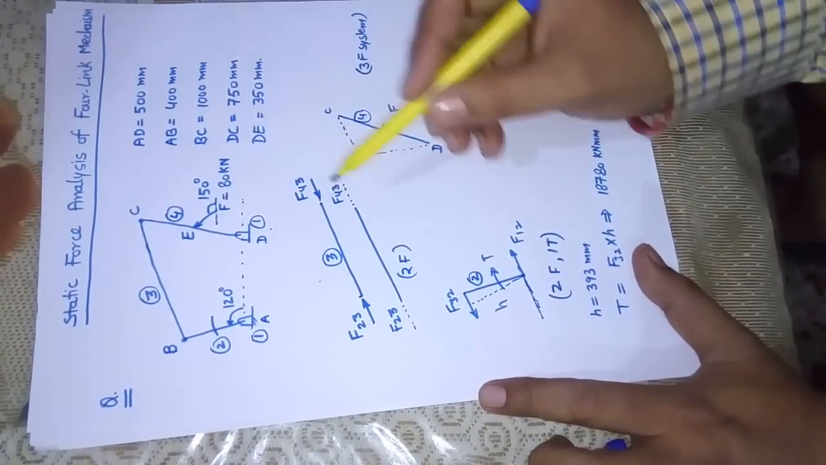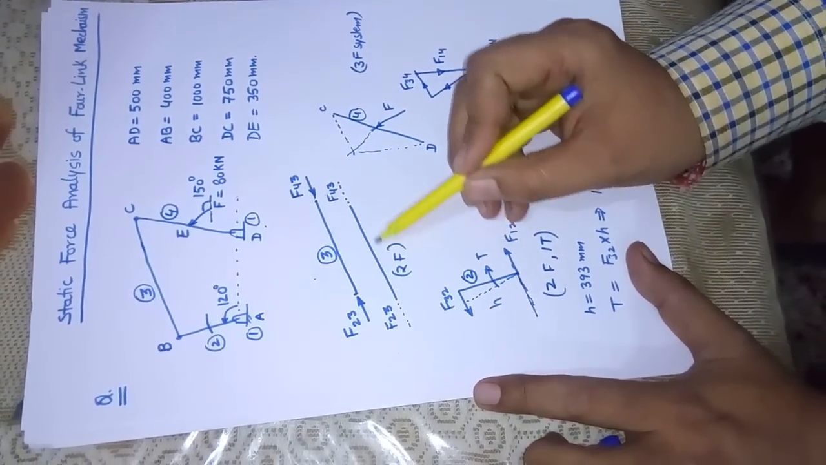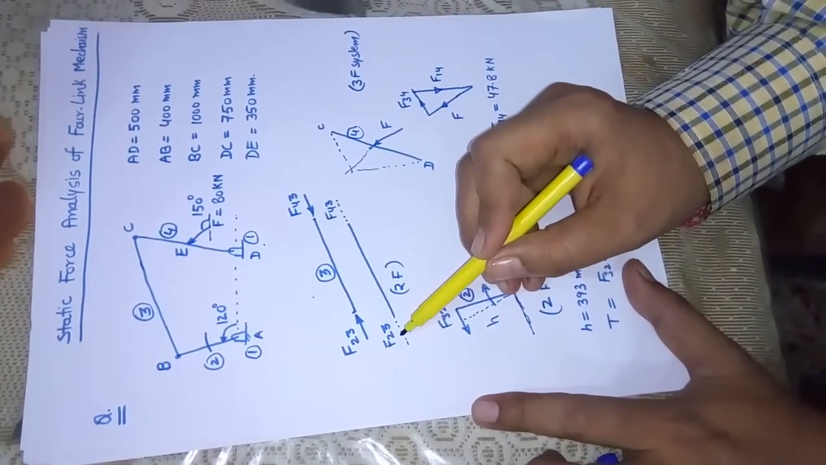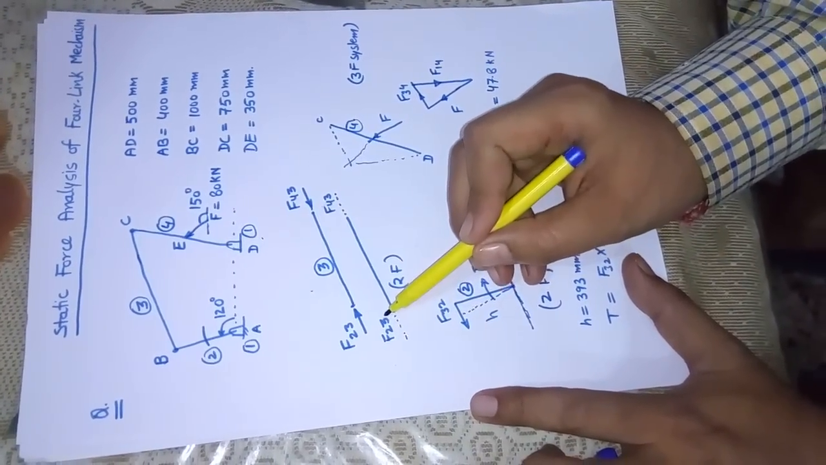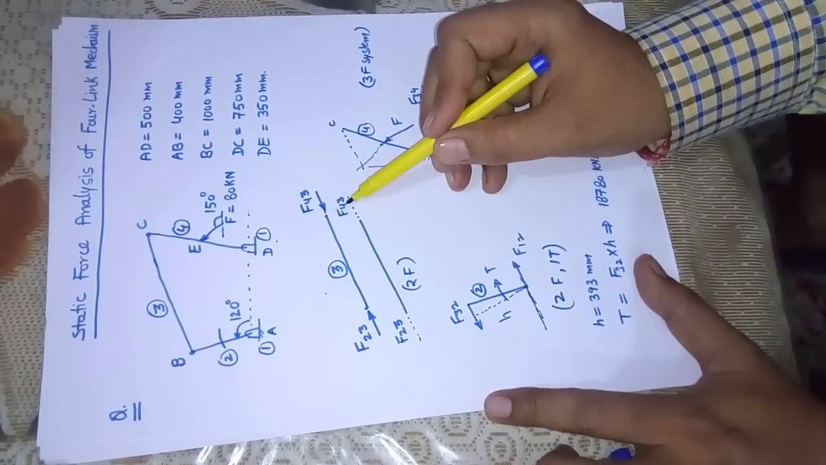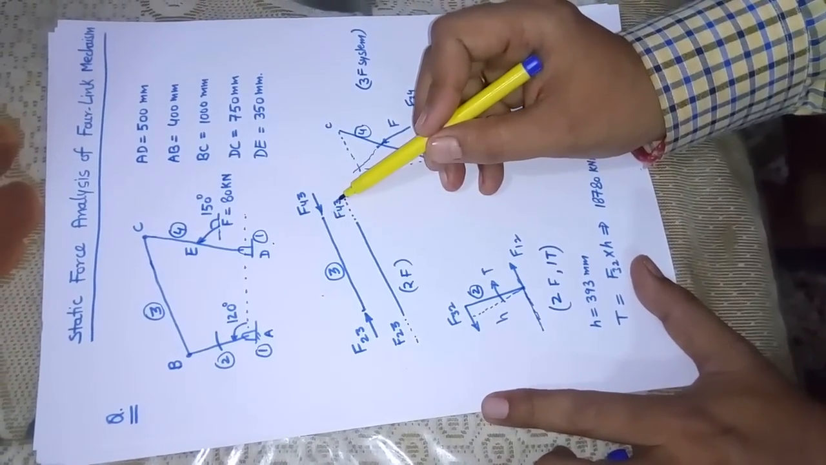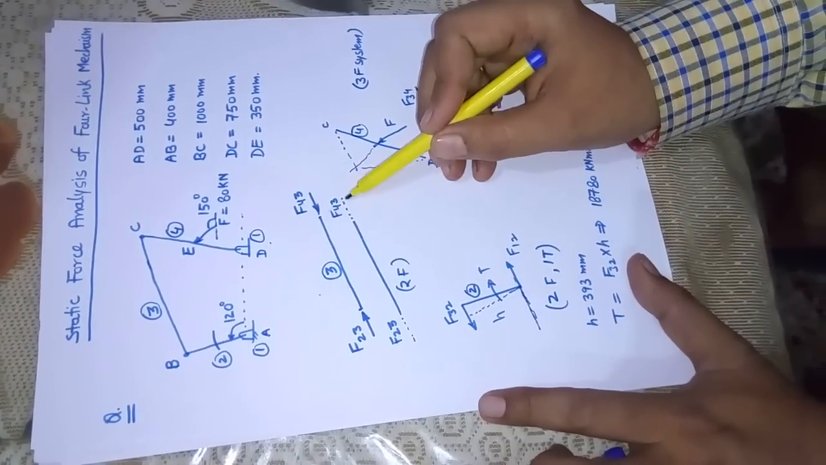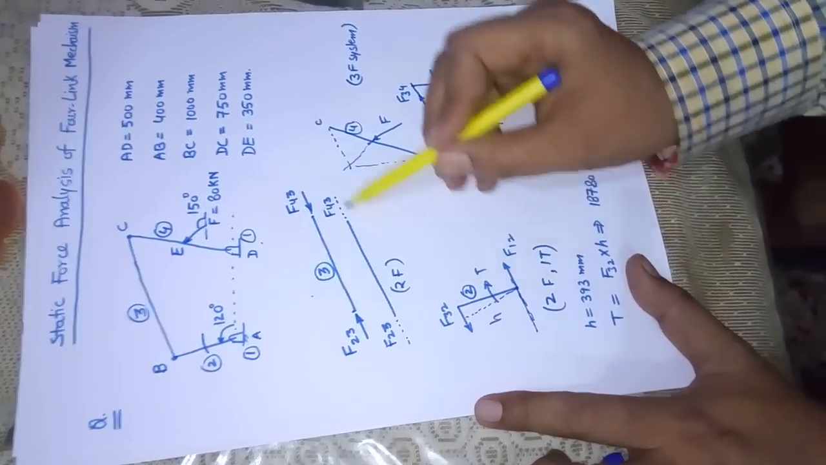So initially, if I draw the FBD of link BC, that is going to be like this. I have two forces. One is F23, that is force at 3 because of 2. The other is F43, that is force at 3 because of 4. Now I have shown them with dotted lines. That means the force is acting along this.